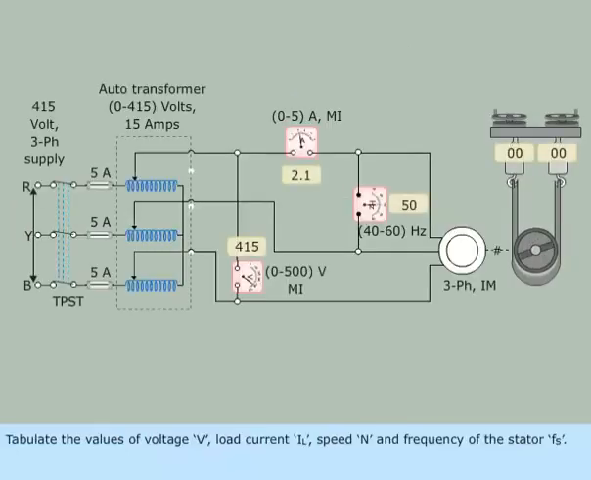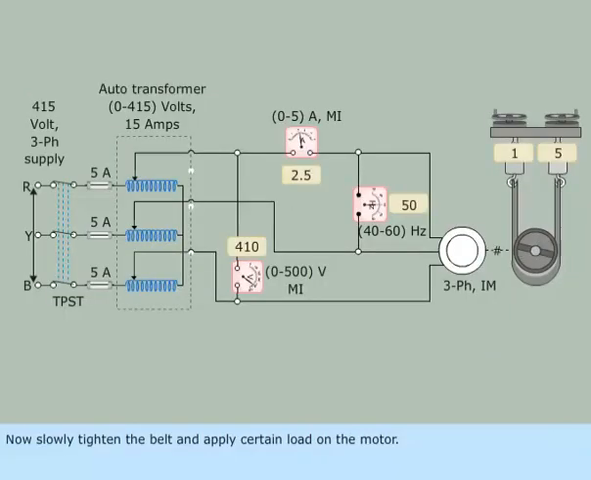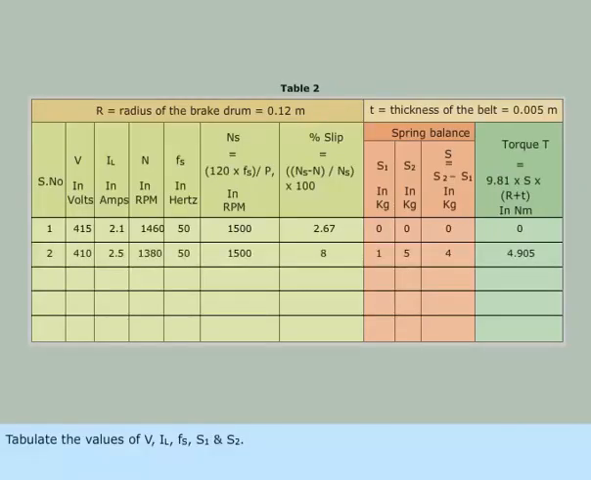Tabulate the values of voltage V, load current I sub L, speed N, and frequency of the stator, F sub S. Now slowly tighten the belt and apply certain load on the motor. Tabulate the values of V, I sub L, F sub S, S sub 1, and S sub 2. Tabulate the values of V, I sub L, N, F sub S, S sub 1, and S sub 2.